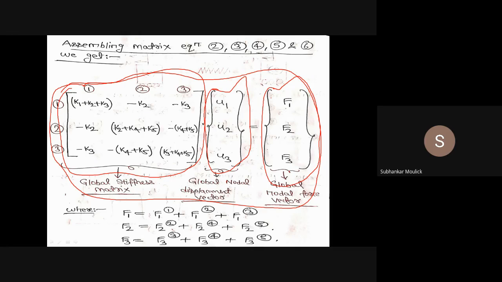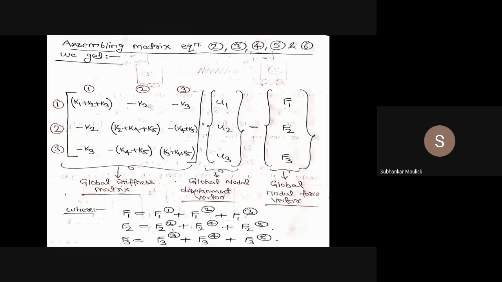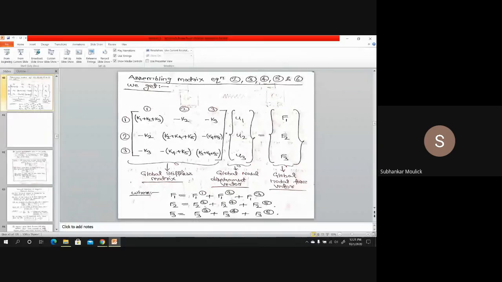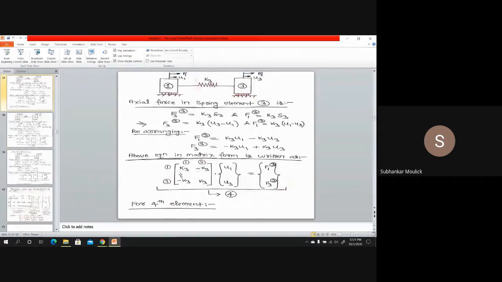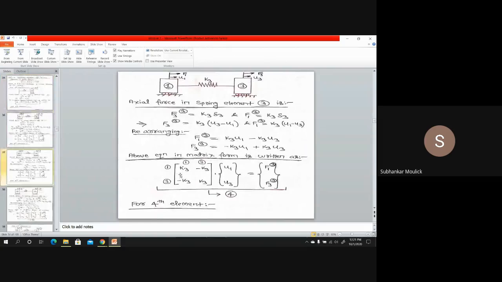Is it clear to all of you? Any doubts so far? No, sir. Okay, so this is the final answer of this problem. I hope that in this class you might have understood how to generate or derive the global stiffness matrix when in a single problem more than one element is there.